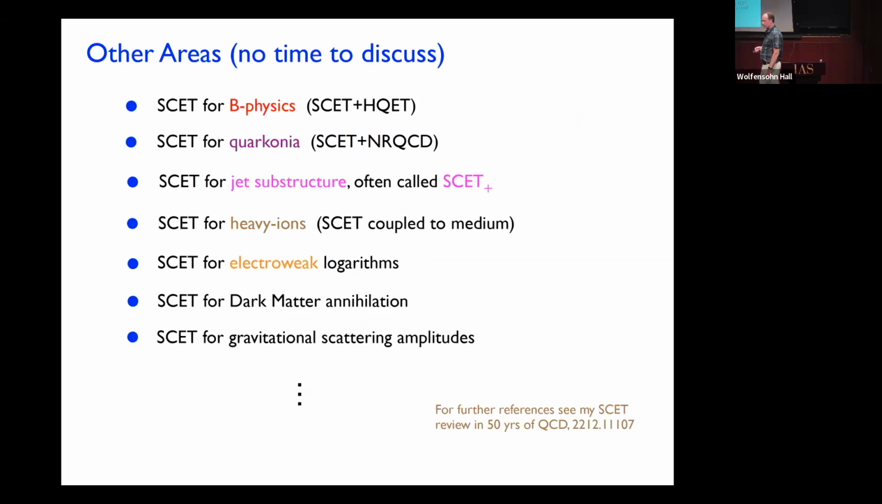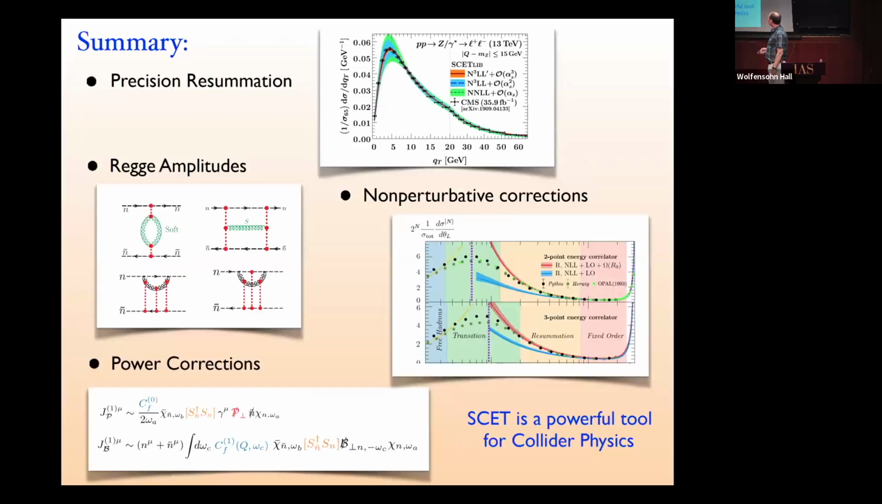I haven't talked about a lot of applications, but I've made a list here of some other applications: B physics, jet substructure, electroweak logarithms. There's other applications of SCT, even to dark matter or gravity. And so I'll just close by showing you my summary slide here, some of the examples we've talked about. We skipped over power corrections, but other than that, I gave you examples of non-perturbative corrections, resummation, and these Regge amplitudes. Thanks.